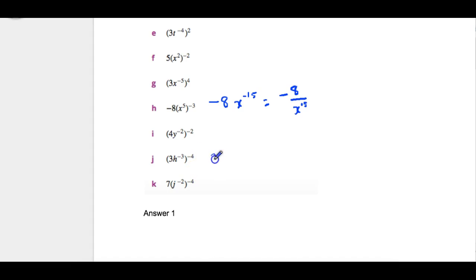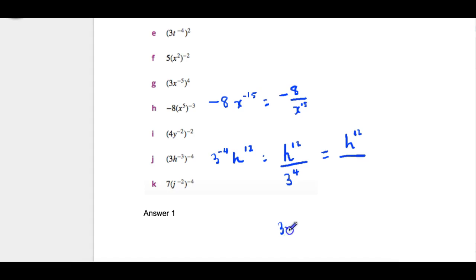So the 3 is to the negative 4, and the h is negative 3 times negative 4. It's actually positive 12. Okay, so don't let that confuse you. So the h^12 stays up the top. That's the positive power, but the 3 to the negative 4 is a negative power, so it has to come under the bottom as 3 to the power of 4. So we have h to the power of 12.